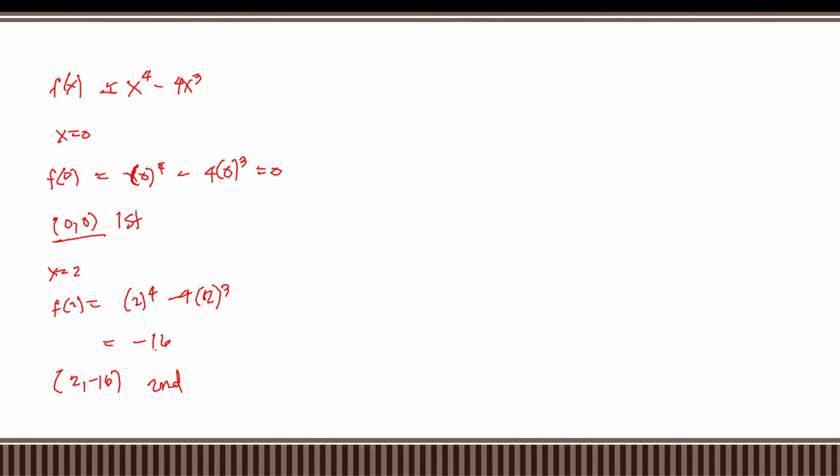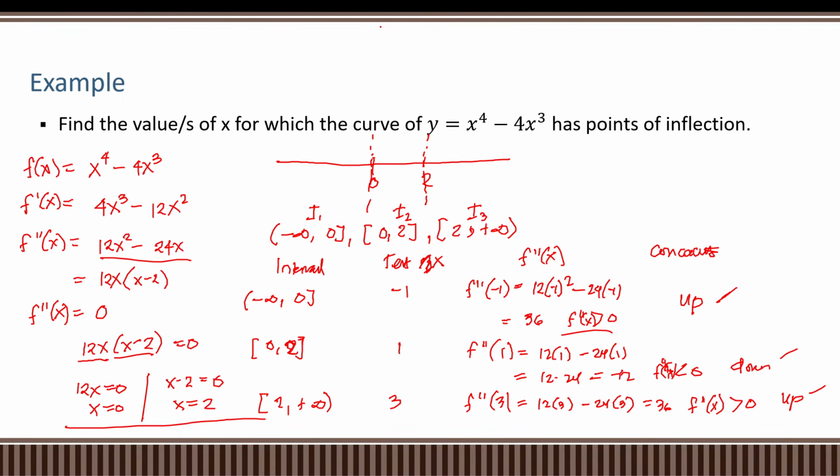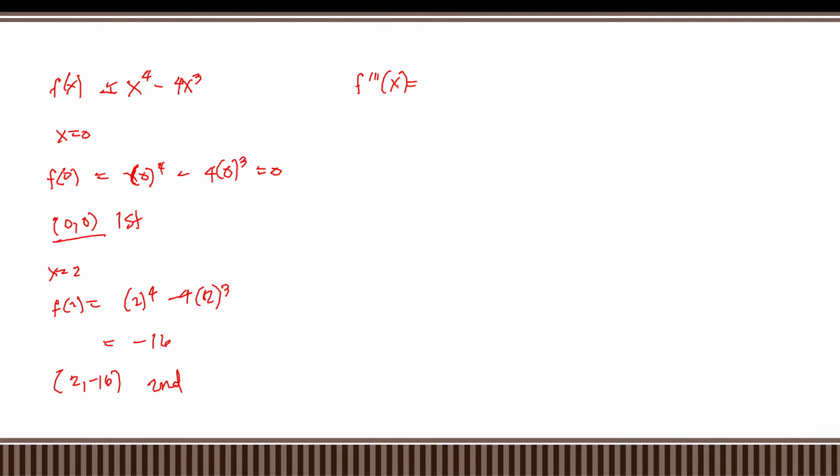Alright, so the fourth step is we have to find the third derivative test. So what is the third derivative test? In the third derivative test, from the second derivative, we have the equation 12x squared minus 24x. So if we're going to test using the third derivative, we have 24x.